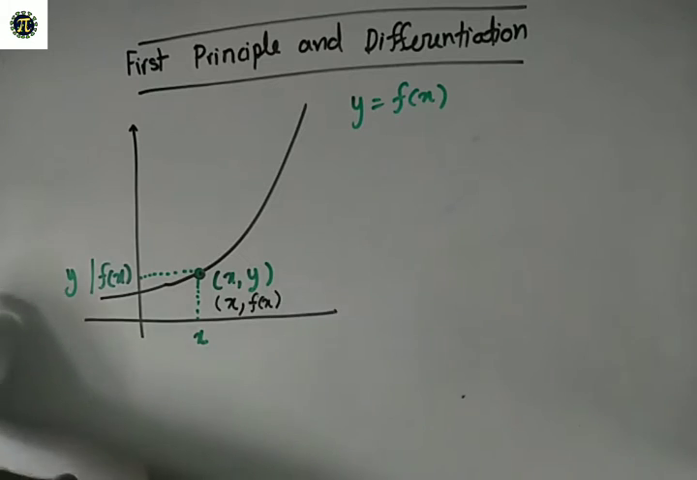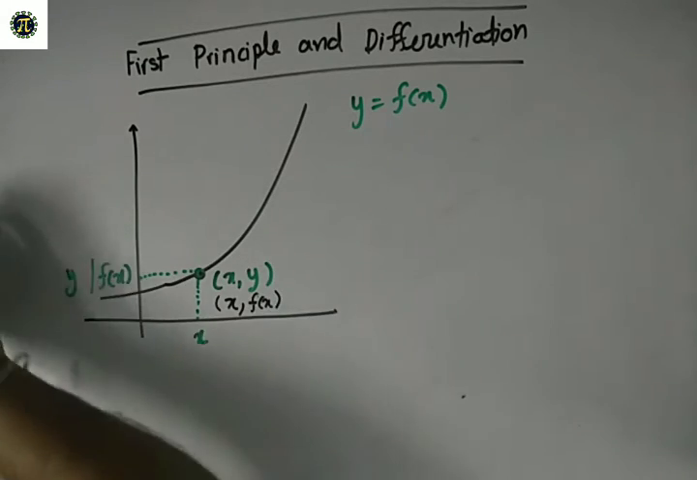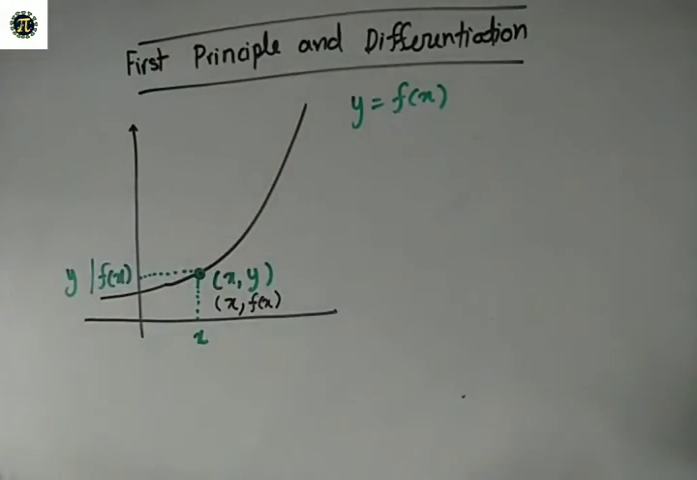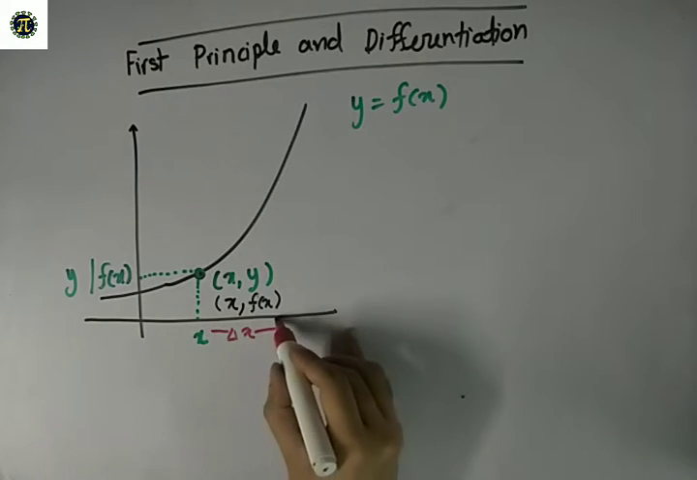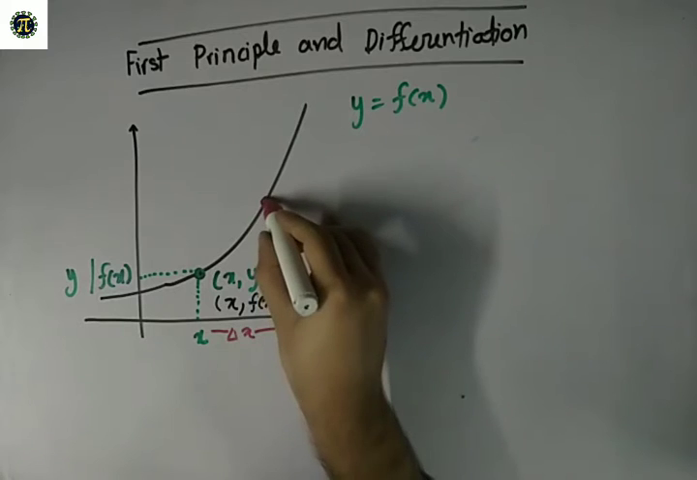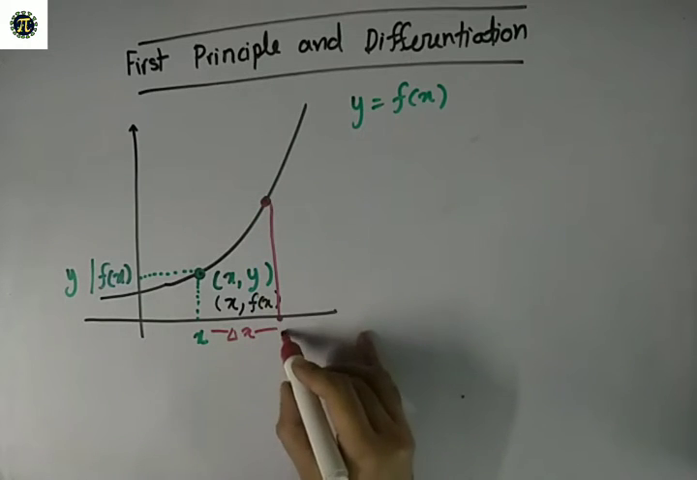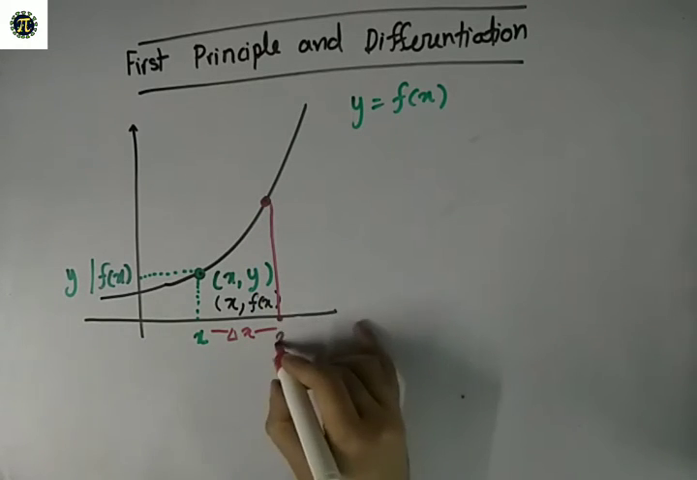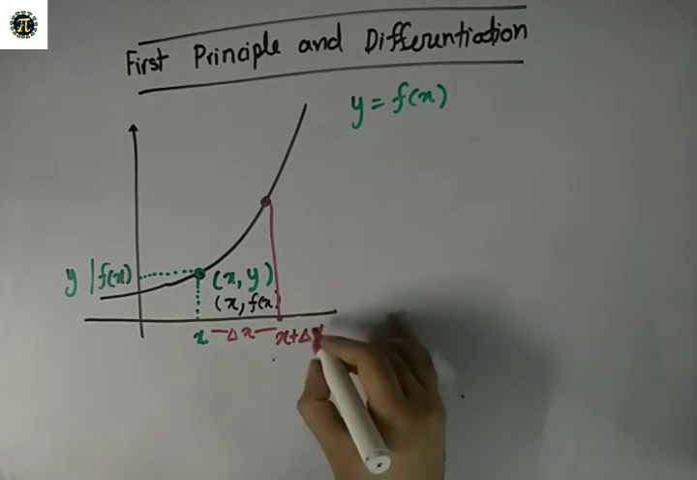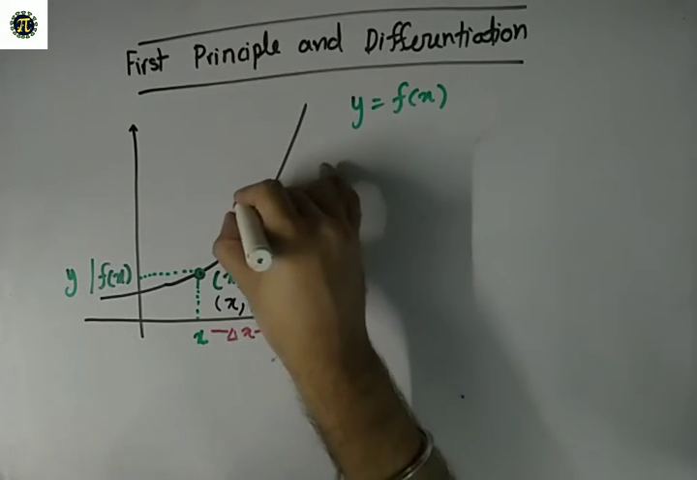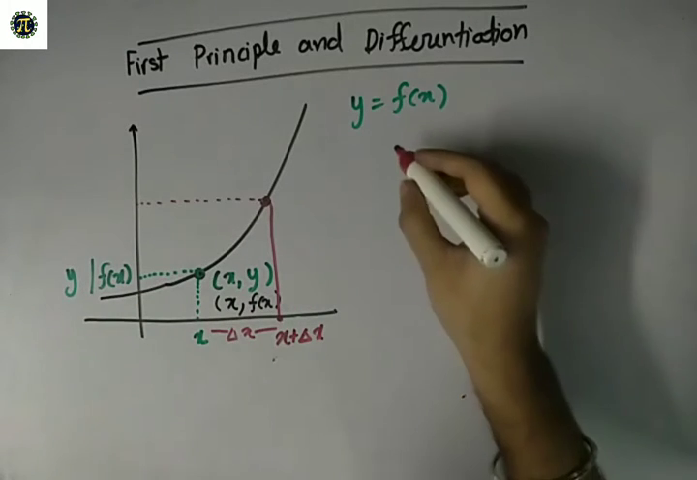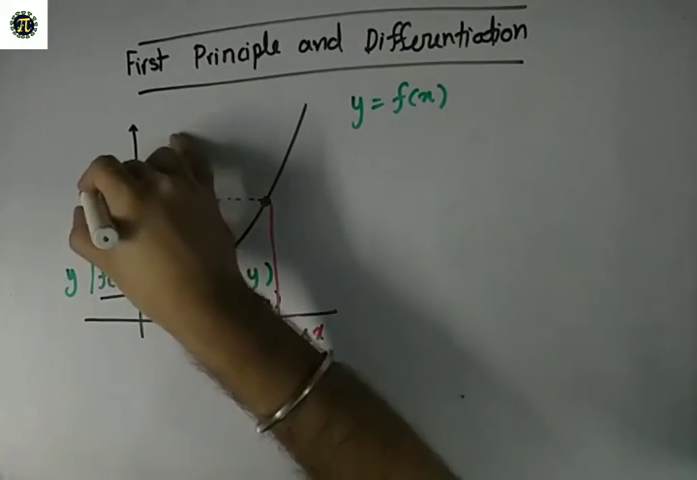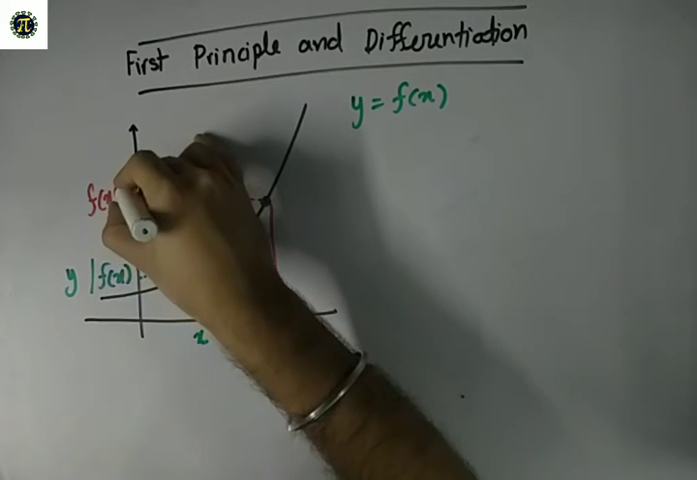And in the neighborhood of this point, let's say delta x away, I want to understand what has happened to the function. So we have reached the point x plus delta x, and at this point our value will be f of x plus delta x.